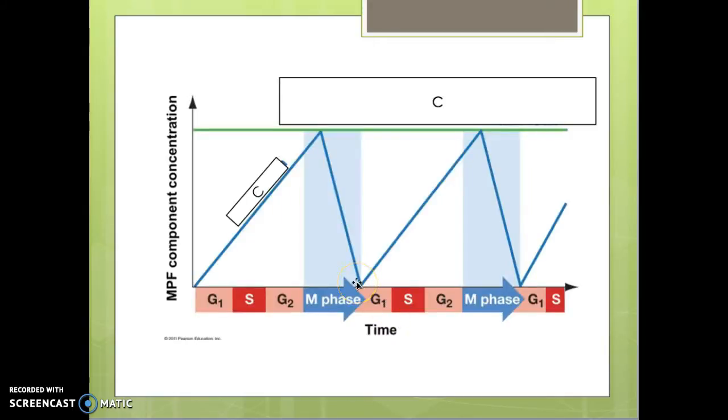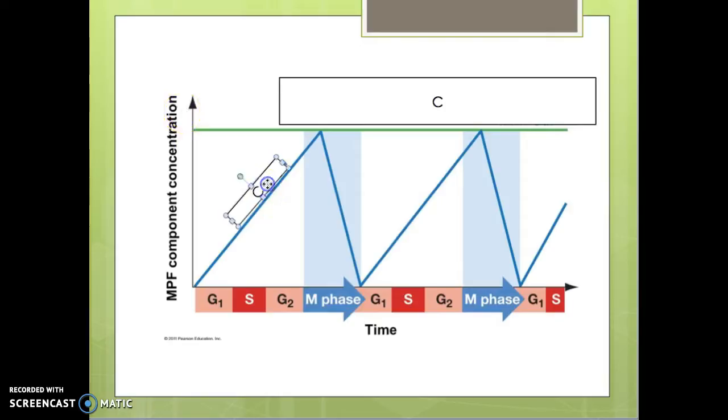So this MPF, stated earlier in the G2 and M checkpoints, is a CDK, and that stands for cyclin-dependent kinase. This means that it is an enzyme that activates or inactivates proteins in the cell, which is what a kinase does, and it needs to be attached or bonded to a specific protein in the cell, which is the cyclin, in order to work properly. So this graph shows MPF concentration in the cell.